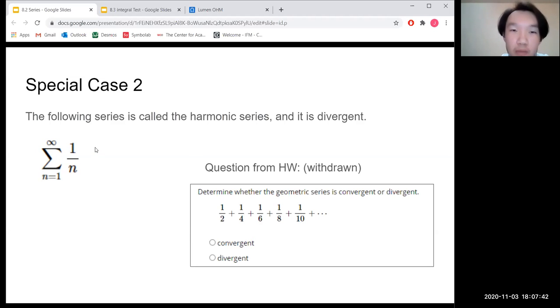It's also called a harmonic series. I think it's a reference to music, which I know nothing about. But yeah, this is a harmonic series.